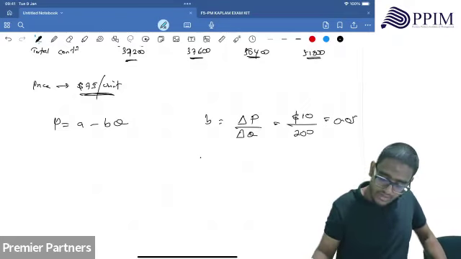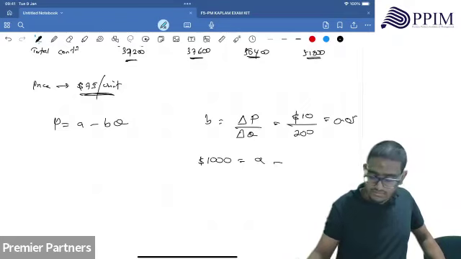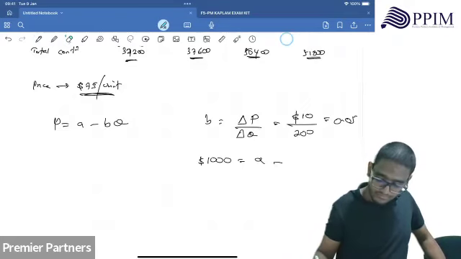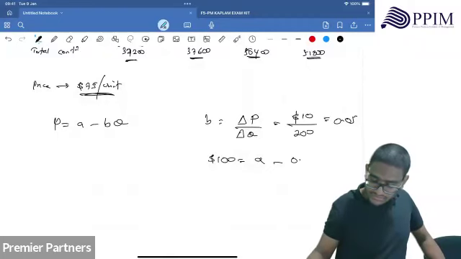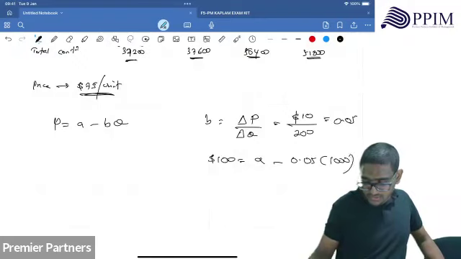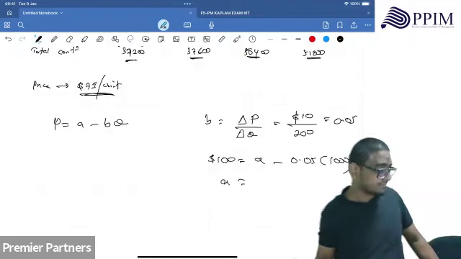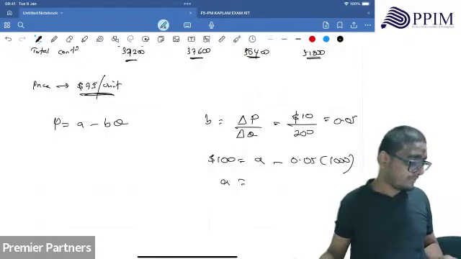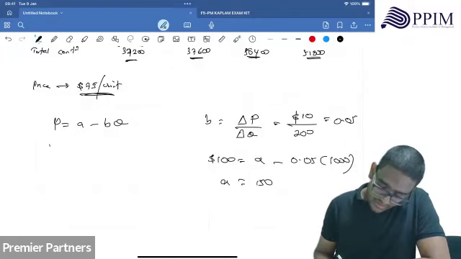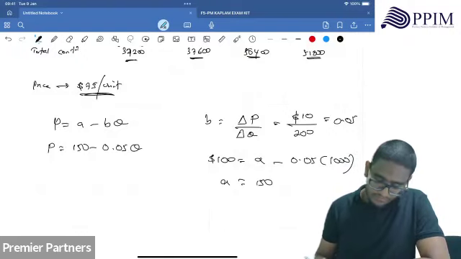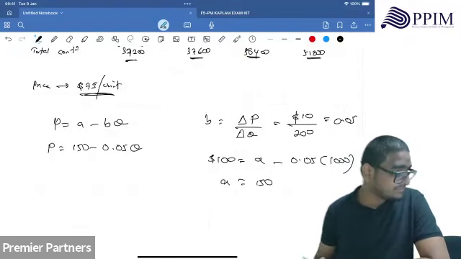What is your value for A? When price is 100, quantity is 1000. So therefore the value for A is 150. Okay, so then apply the equation: P = 150 - 0.05Q to find the optimal price. Did you find marginal revenue?